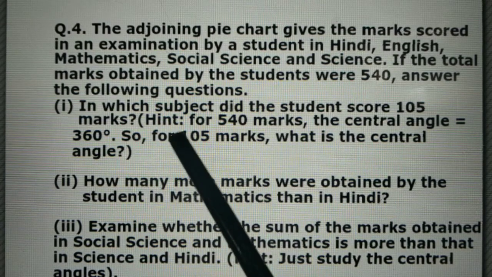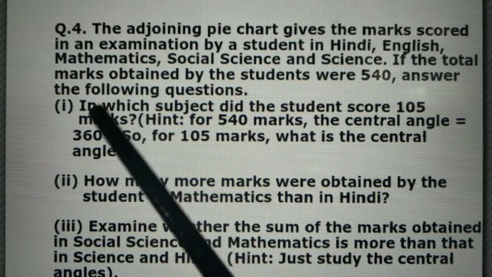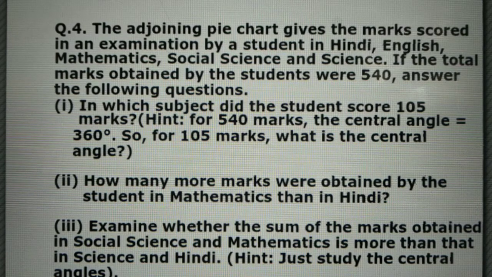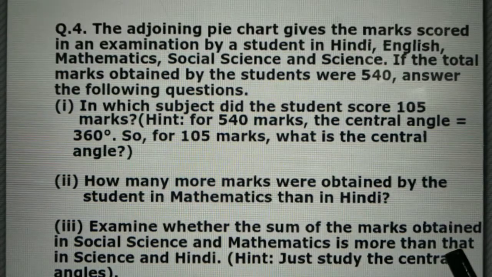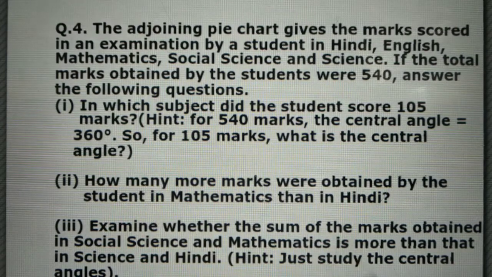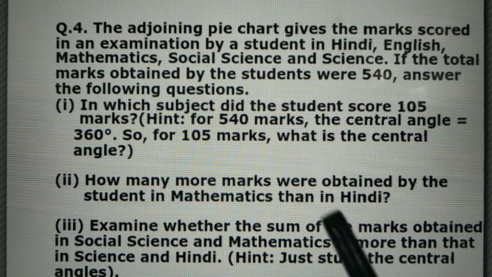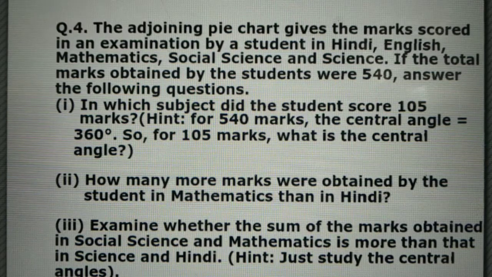As the hint is given here, for 540 marks, the central angle is 360. 540 are the total marks that are distributed, and on the pie chart, the central angle, that is 360, is also distributed. So the total marks, 540, are exactly equal to 360 in the form of angles. So for 105 marks, we can find out the central angle easily. Alright, next.